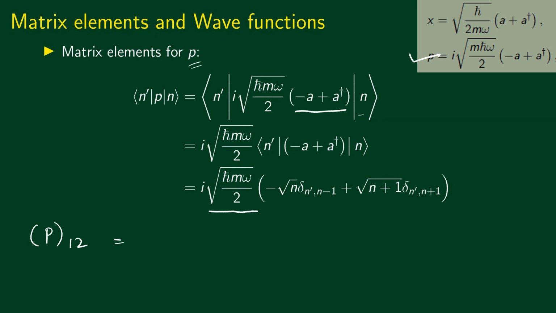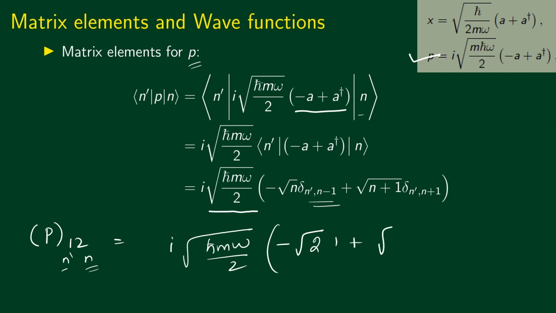So according to this relation, this would be i times the square root of h bar m omega divided by 2. Right here we have, this is n prime and this is n. So we have minus square root of 2 delta n prime, n minus 1. You see that n prime is indeed n minus 1. So this is 1 plus square root of n plus 1, which is square root of 3. But here we have delta n prime, n plus 1. And n plus 1 is not equal to n prime, which means that this term is 0.